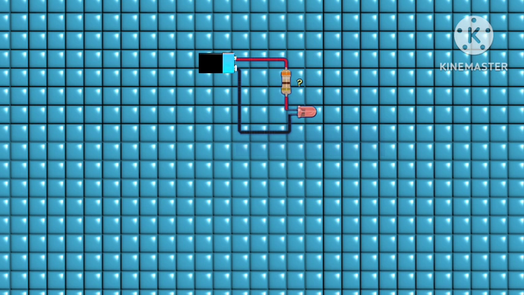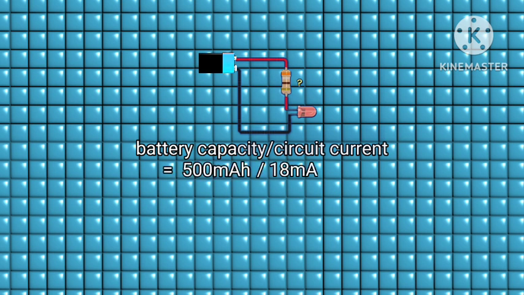To calculate how long this battery will power our circuit, we divide the battery capacity by its circuit current. That's 500 milliamp-hours divided by 18 milliamps. Remember to convert these to amps before dividing them when using your calculator, and we get 27 hours. So our battery should power our circuit for 27 hours. But the sad reality is that this doesn't really happen because of the internal resistance of a battery or any cell.